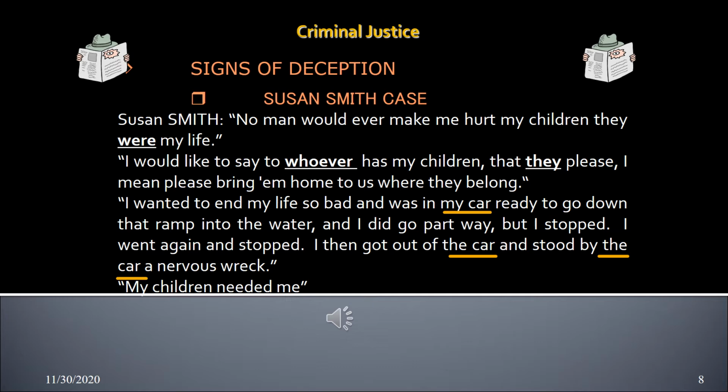And another one, she says, my children needed me, and it should be needs me, right? It should be present tense. So there were a number of anomalies in her statements, and a lot of investigators understood that she was probably being deceptive, but it did take them like 9 days to get her to finally confess to the murder of her 2 children.